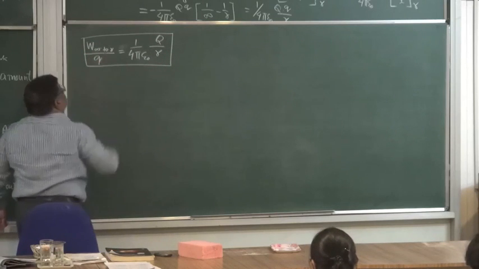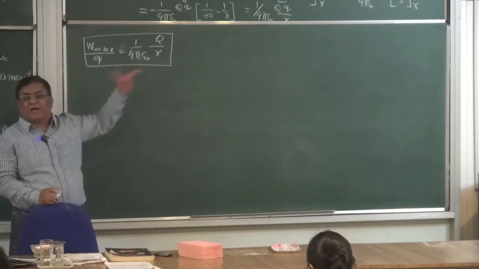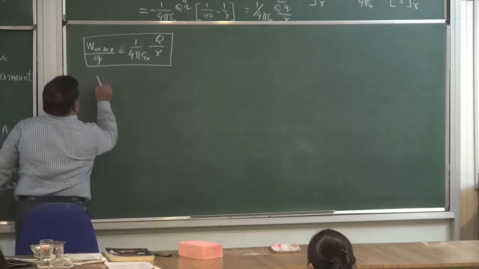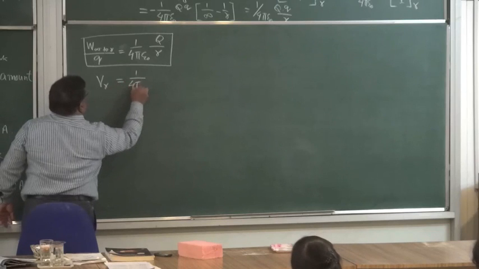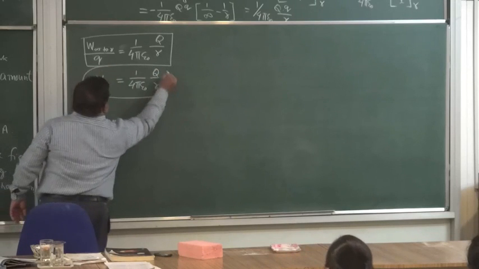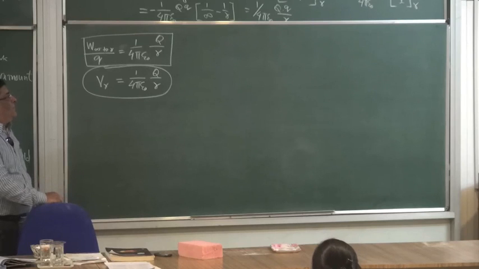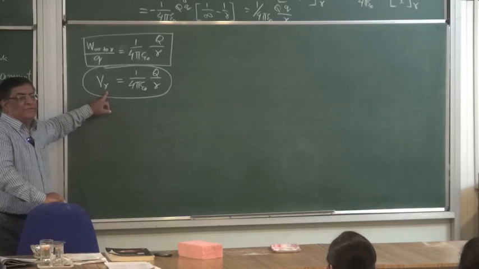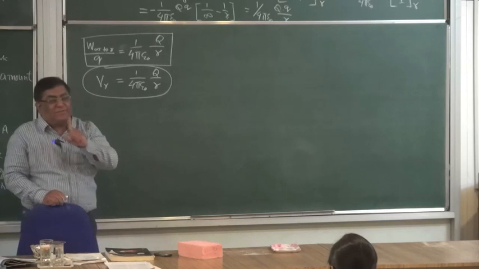And what is this? This is the definition of potential at distance r. So this is potential at distance r. This is equal to 1 upon 4 pi epsilon naught q upon r. This is our derivation. ठीक है? Potential at a point at distance r from the charge q. This complete derivation you must remember by heart.